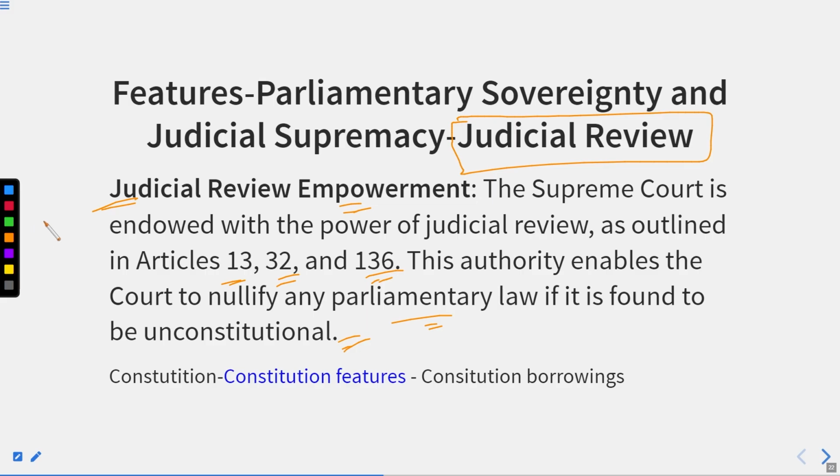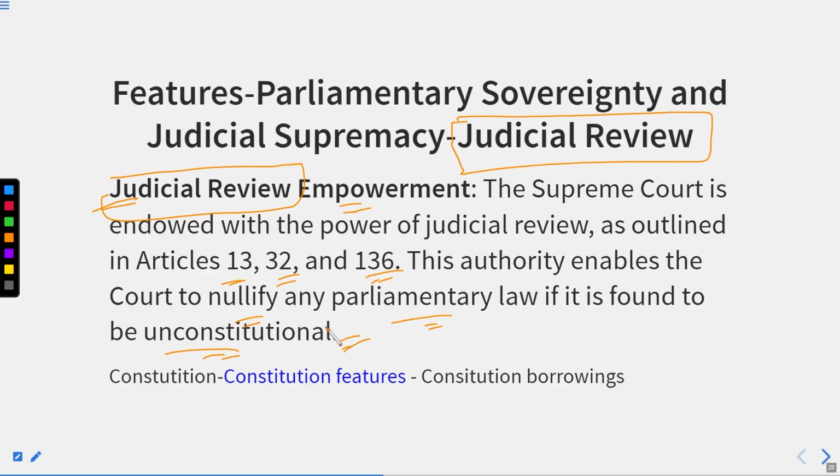If the government has exercised the power in an unconstitutional manner, then this action could be challenged in the court, and by virtue of judicial review, it could be declared null and void if it is found to be unconstitutional.